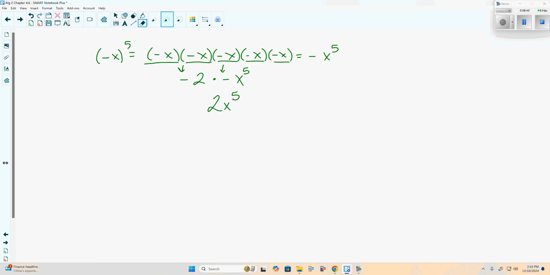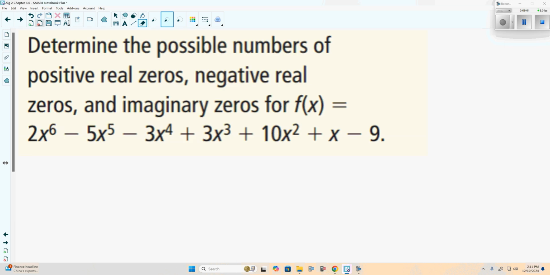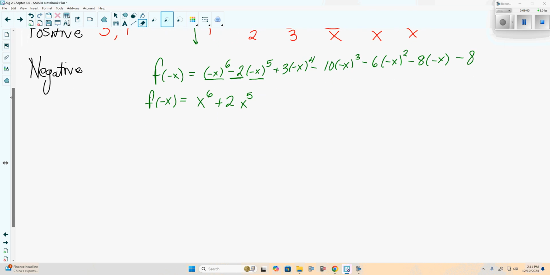Now, I'm going to change it. If I said it was 2 times negative x to the 5th, it will be 2 times negative x to the 5th, which makes it negative 2. So if that exponent is odd, we change the sign. If the exponent is even, we leave it alone. So if we look at this here, since the second one was to the 5th power with that x, it means the sign has to change.